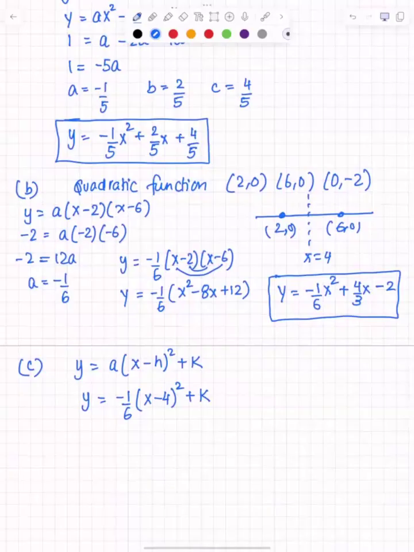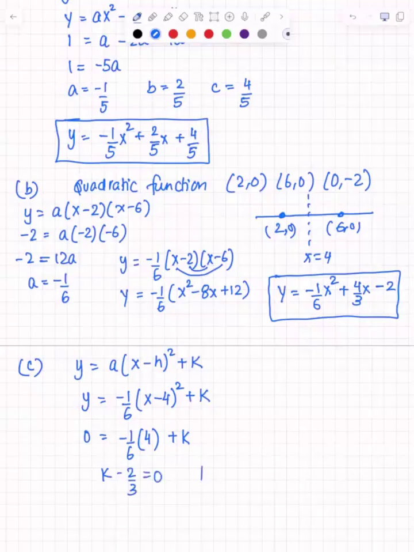Let's use the point (2, 0), which is on the graph, right? So y is 0 when x is 2. 2 minus 4 is -2, squared is 4. So k minus 2/3 equals 0. So k is equal to 2/3. So the vertex is (4, 2/3).